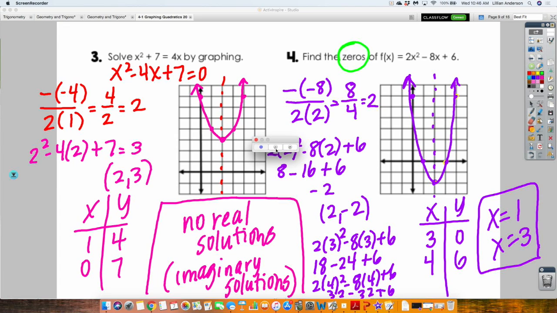What are my solutions here? 0. None. There's a difference between a 0 and then none. There are no real solutions. These are called imaginary solutions. That's a part of this unit as well, but we'll talk about that when we get there.